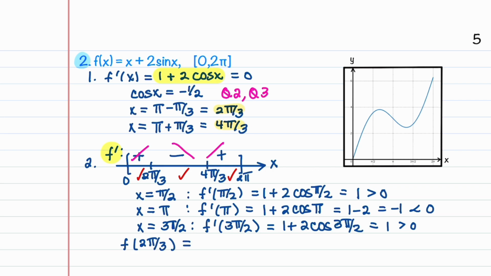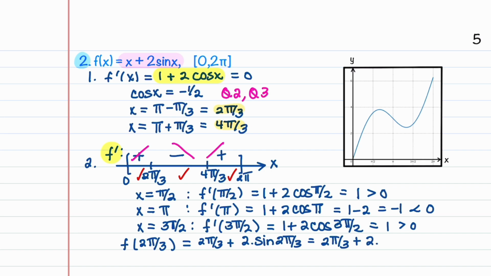Now we have to be really careful. We are now looking at our value of f of x. So let me go up here and highlight that in pink, because that's what we're going to be calculating. So we have 2 pi over 3 plus 2 times sine 2 pi over 3. This is 2 pi over 3 plus 2.